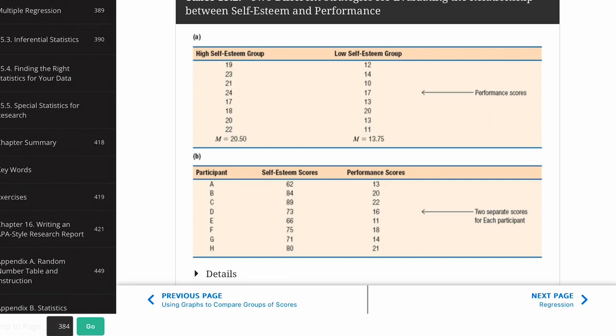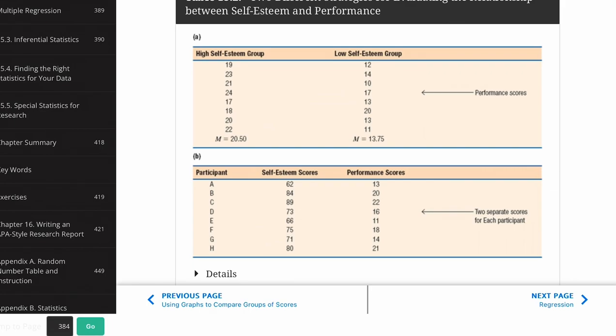That tells us that the high self-esteem group performed better than the low self-esteem group, right? That tells us about the relationship between self-esteem and performance, that high self-esteem improved performance or led to higher scores. The other way that you can evaluate the relationship between two variables like self-esteem and performance would be a correlation.